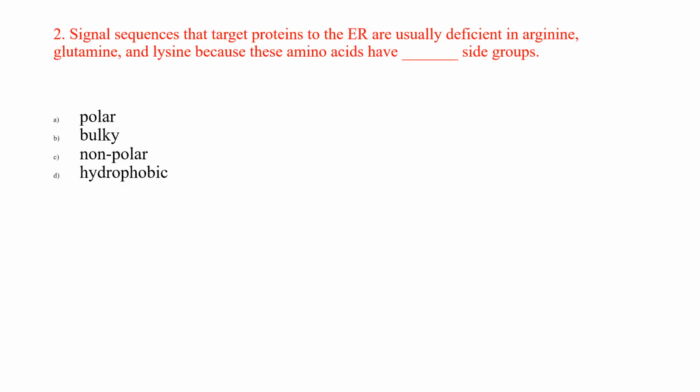Number 2, signal sequences that target proteins to the endoplasmic reticulum are usually deficient in arginine, glutamine, and lysine because these amino acids have blank side groups. Is it polar, bulky, nonpolar, or hydrophobic? The answer is A, polar. Since the majority of the signal sequences will have amino acids that are going to be hydrophobic, not hydrophilic.